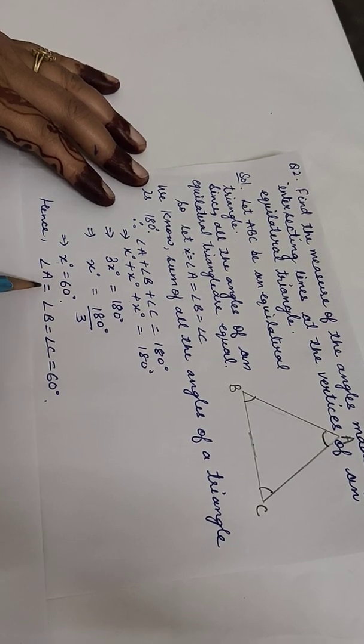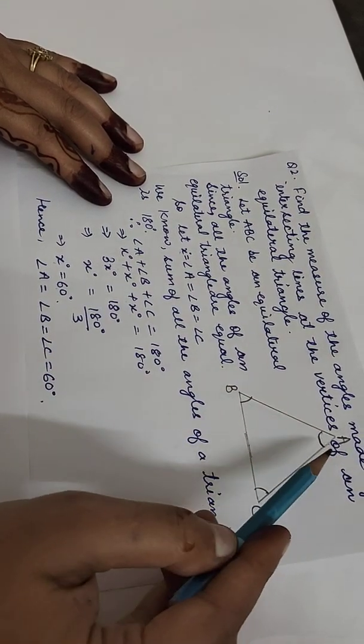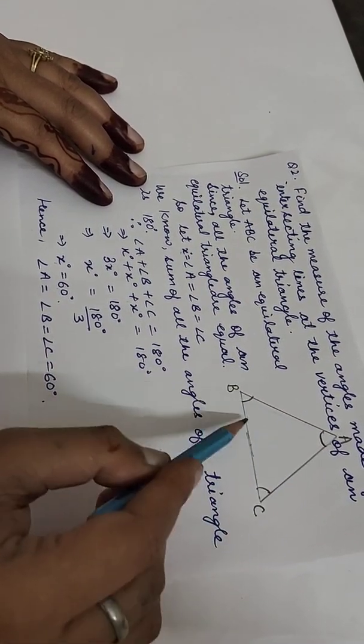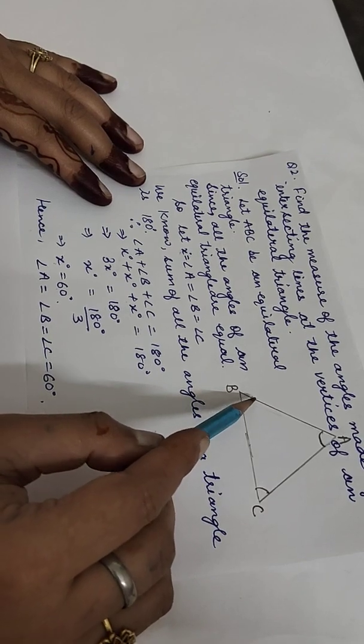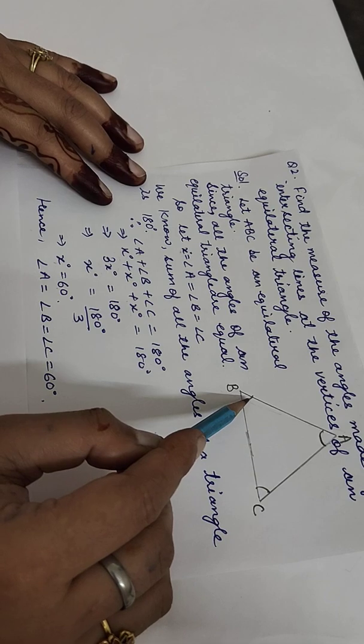So hence what we can say is that angle A equals angle B equals angle C equals 60 degrees. Means these two lines intersect each other and they meet at an angle of 60 degrees.